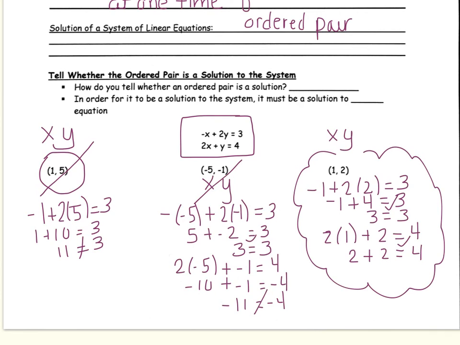How do you tell whether an ordered pair is a solution? Well, you have to plug them in to both equations, and in order for it to be a solution to the system, it must be a solution to both equations.